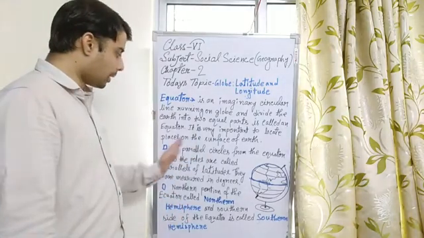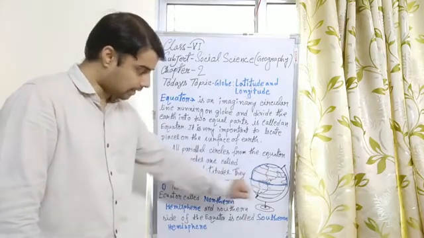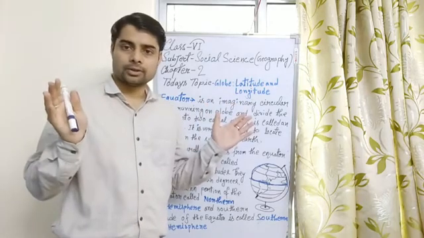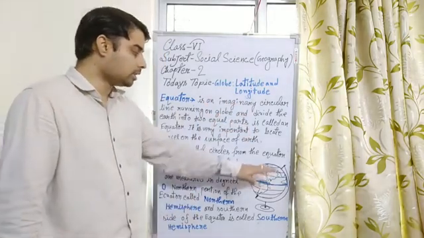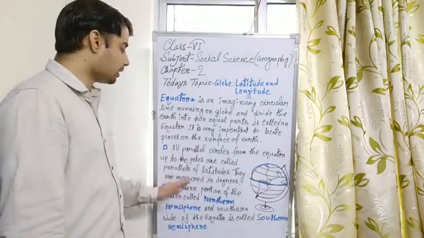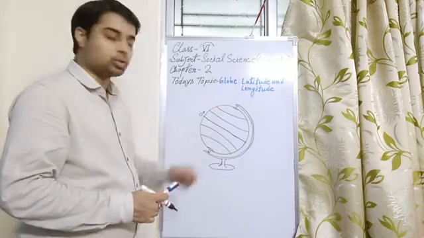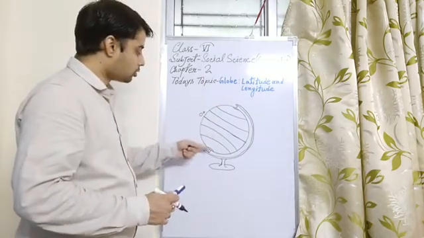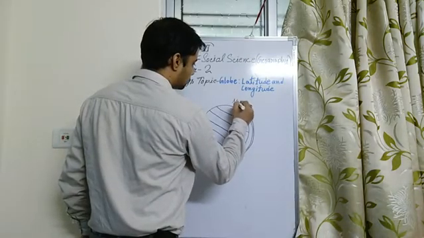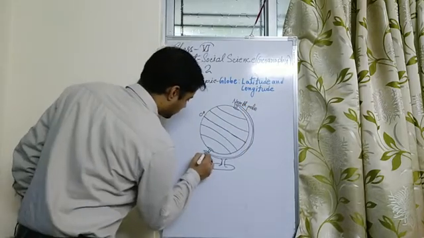And on the northern side and southern side of the equator, there are a lot of lines drawn parallel to the equator, and those lines are called the parallels of latitude. There are lines that start from the equator up to the North Pole and from the equator to the South Pole. This is the North Pole, this one, and this is the South Pole.